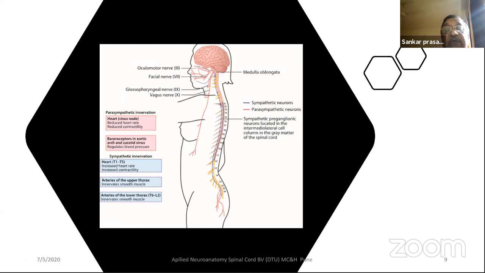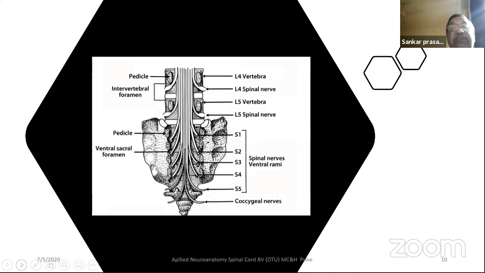root and dorsal root. You have the intermediate lateral column, which supplies the sympathetic neurons and parasympathetic neurons. So the parasympathetic is craniosacral outflow, and the sympathetic is T1 to L1. These are the intermediate lateral column. You can see the, which supplies the heart, increases the heart rate and increases the contractility, and arteries of the upper thorax and lower thorax and innervates smooth muscles. So the various autonomic functions are also mediated through the supply in the spinal cord.